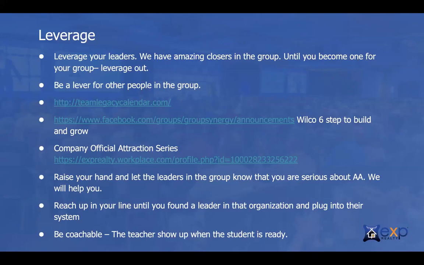So until you get really good at it, I would say just copy what we have. Team Legacy, we have an amazing system for agent attraction. If you are under Wilco, which I believe most of us here are, we are with Group Synergy. This is probably one of the things that kickstarted my business. It's so simple. It's just 6 steps to build and grow: how to build your list, how to follow up with your list, and how to contact your list. This is one of the things that really helped me jumpstart my agent attraction business.